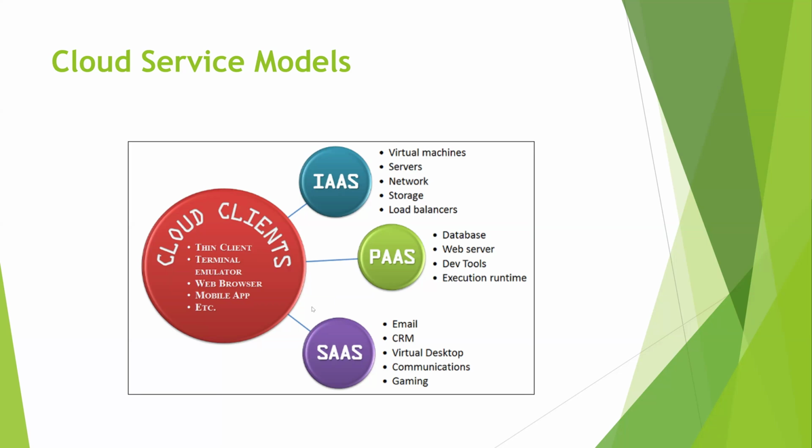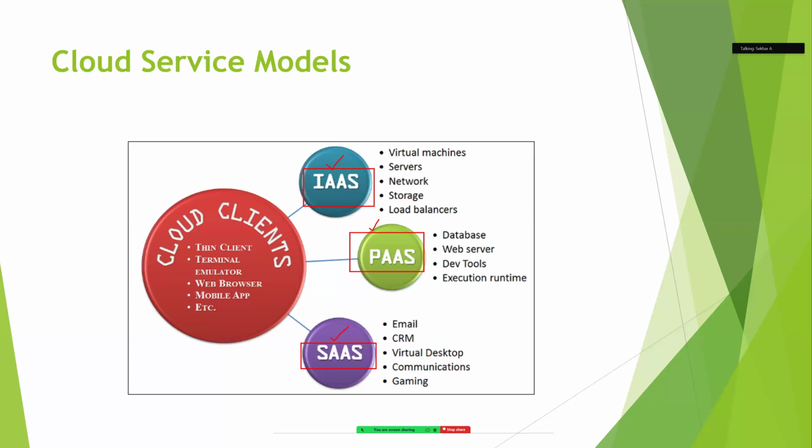Next, in cloud computing, we have three types of services, guys. Note it down. One is IaaS, PaaS, SaaS: infrastructure as a service, platform as a service, and software as a service. I am repeating, in cloud computing generally we have three types of services. One is infrastructure as a service, IaaS.